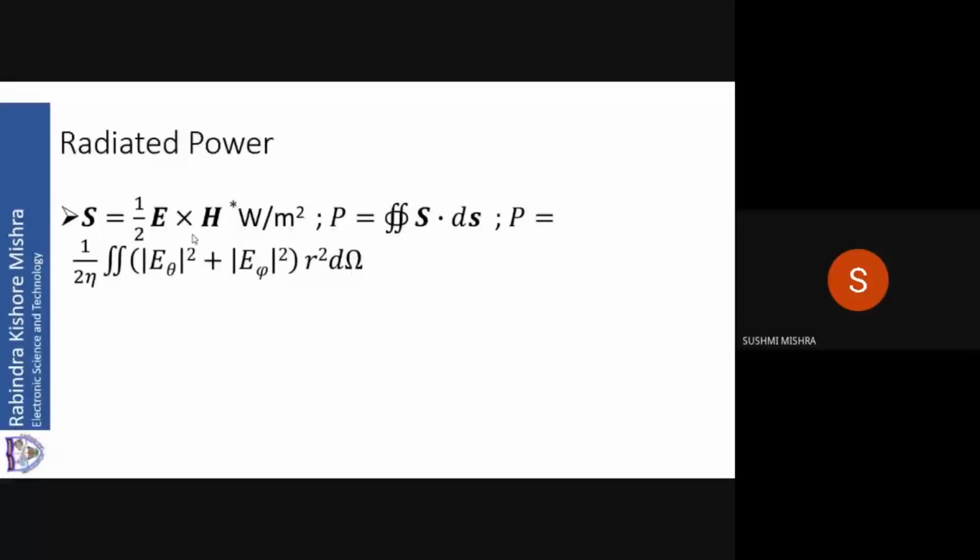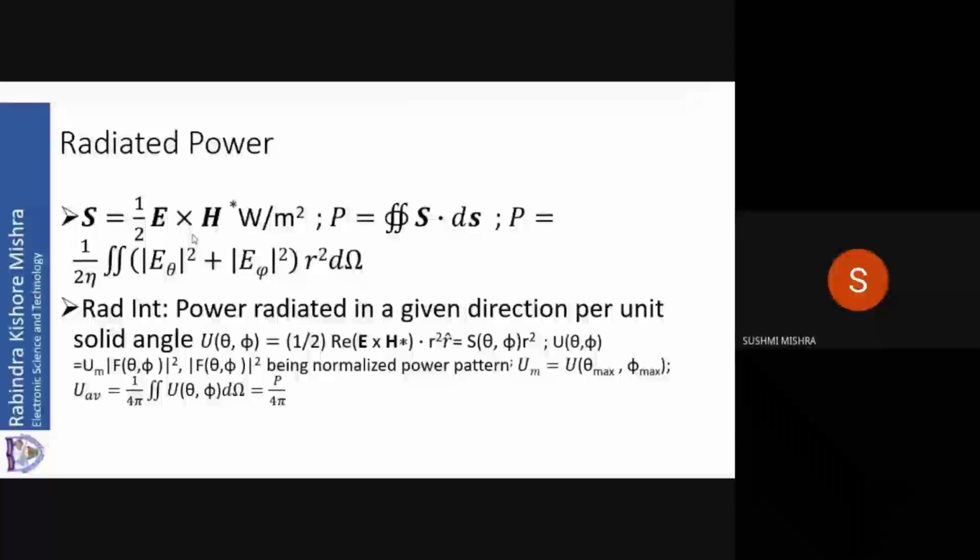We know that the average Poynting vector is equal to 1/2 E cross H star. From that you can find power by integrating S over the spherical surface, the complete surface. So it is a surface integral. That gives you P equal to 1/2 eta. What is eta? Eta is the intrinsic impedance of free space. So 1/2 eta, surface integration. S has E and H. H can be related to E in terms of the surface integral. So we have related that.